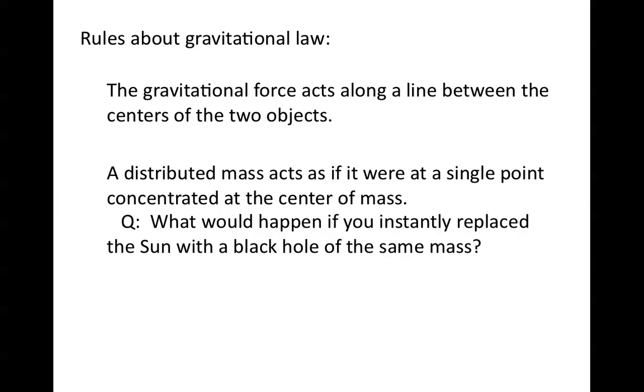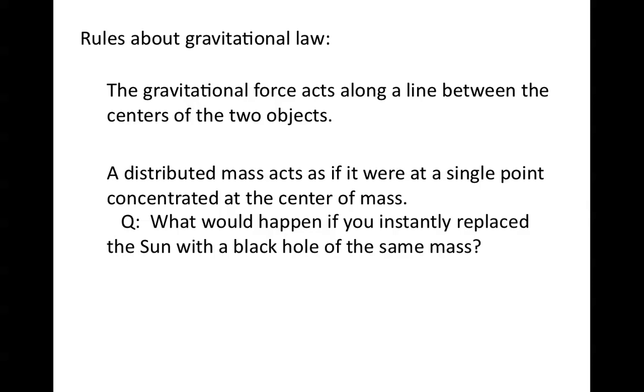Let me go over now a few rules about the gravitational law. The gravitational force acts along a line between the centers of two objects, and a distributed mass acts as if it were a single point concentrated at the center of mass. So if you have two objects, whether they're spheres or irregular objects, you can find a point in their center and compute the distance between those centers, and the objects will act as if they were masses all concentrated at that individual point.